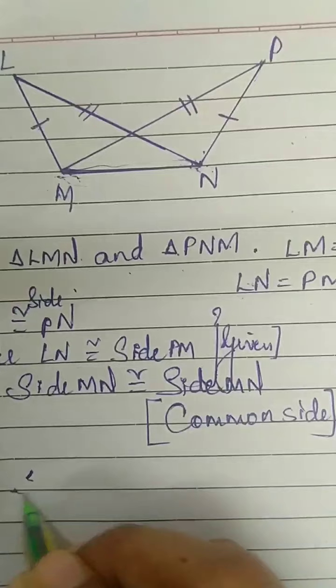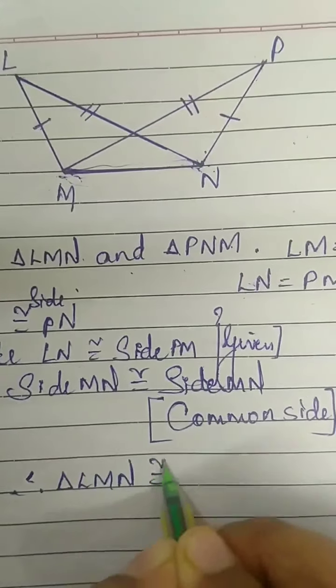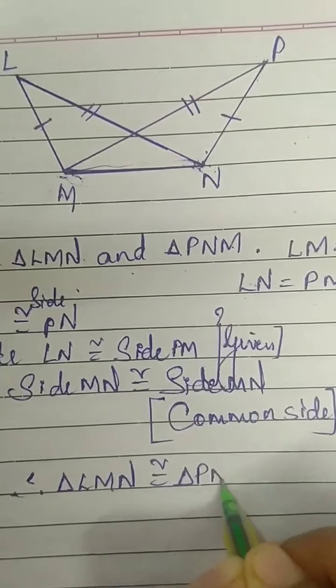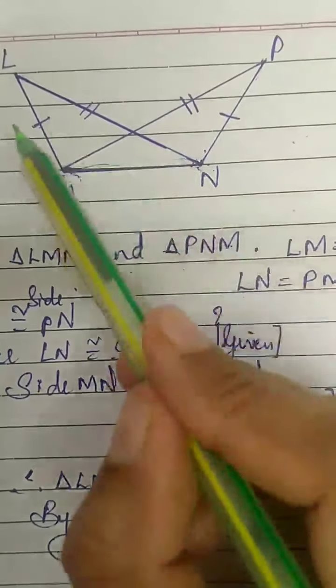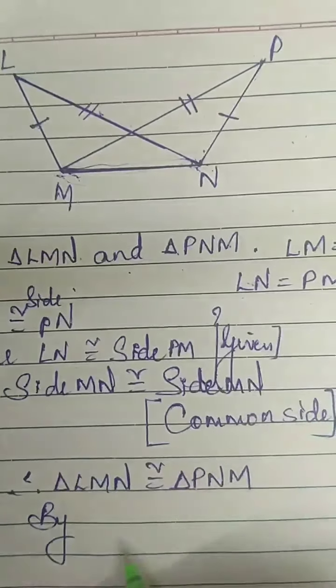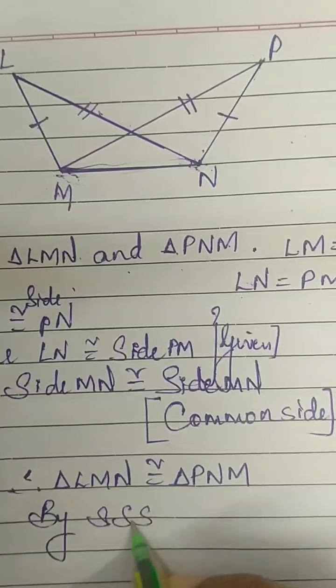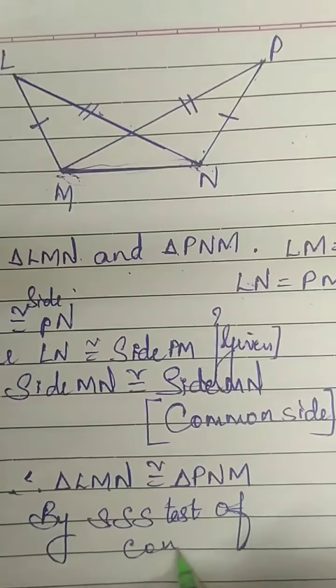So therefore, triangle LMN congruent to triangle PNM by which test? SSS. By SSS test of congruence. Okay?